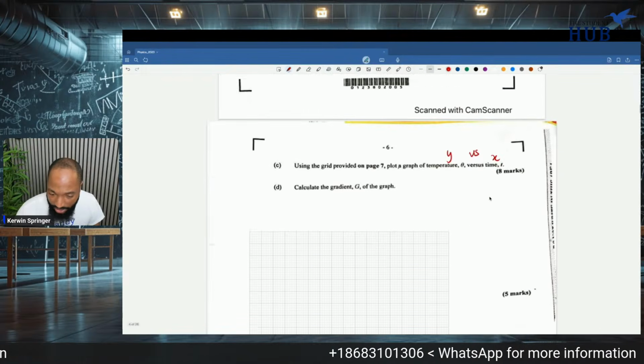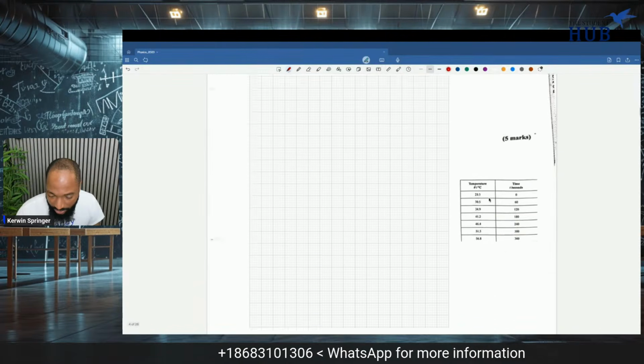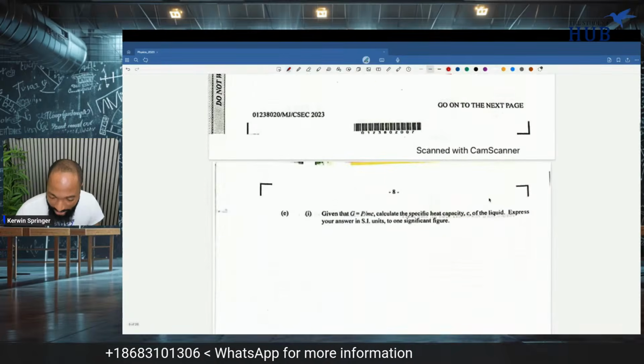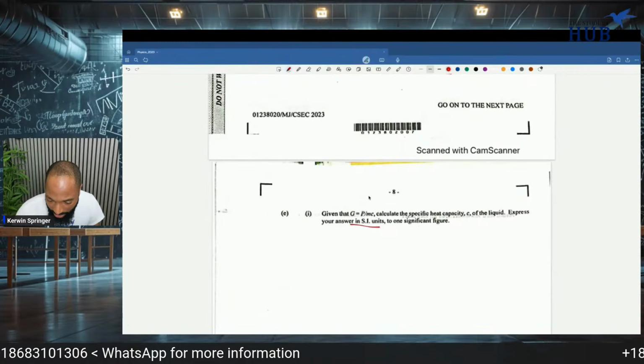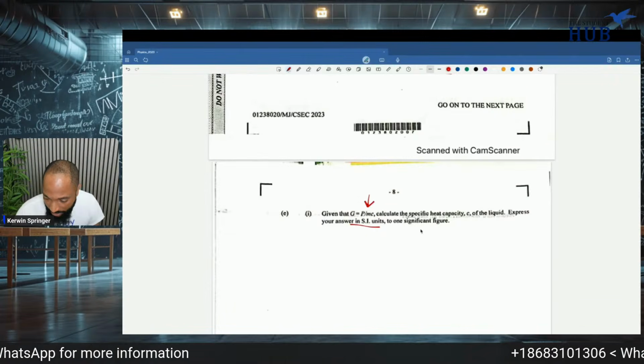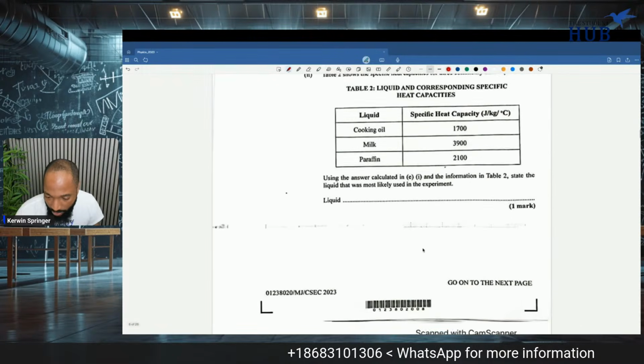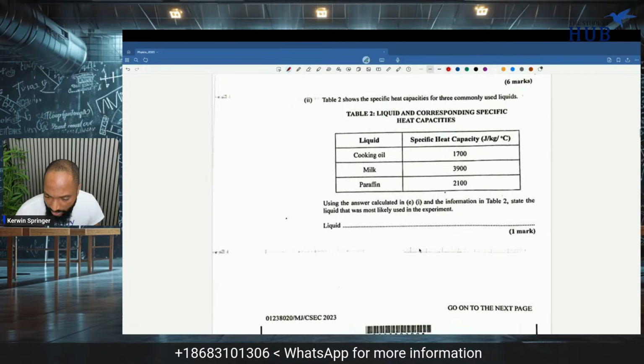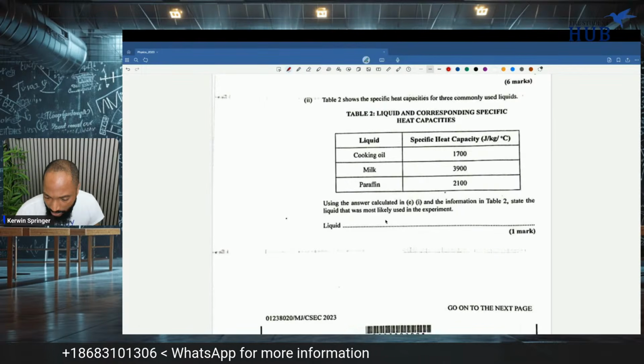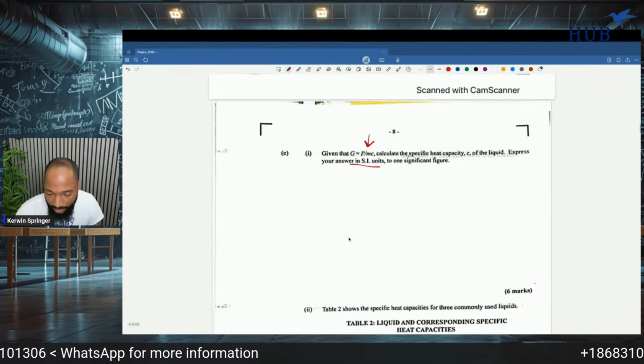Do I need to bring this down to any temperature? No, I just need to work out the gradient. I'm checking to see afterwards. This is good advice: always check to see if you have to do anything with the graph afterwards. Usually just find the gradient. There's one precaution. Use your answer, state what is most likely. So something just to state.